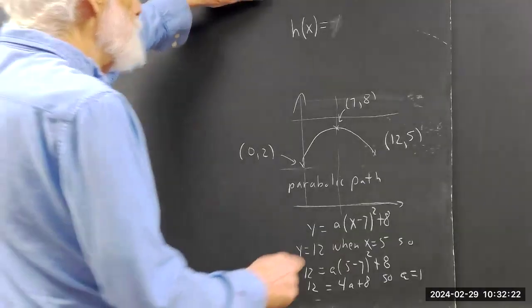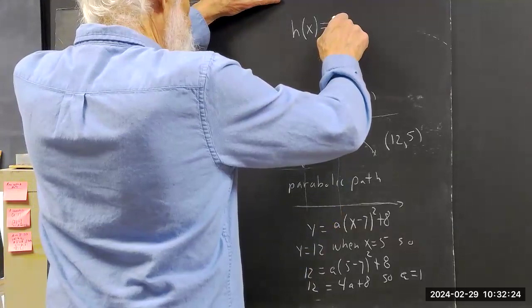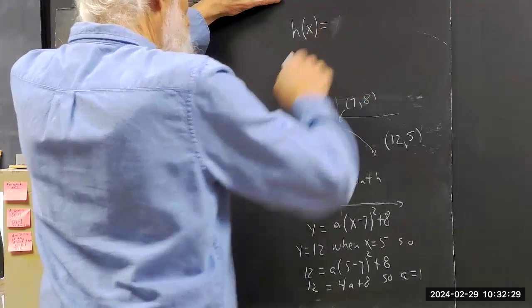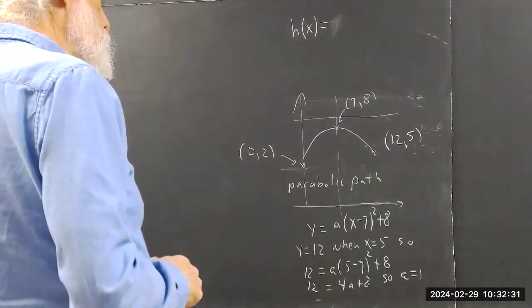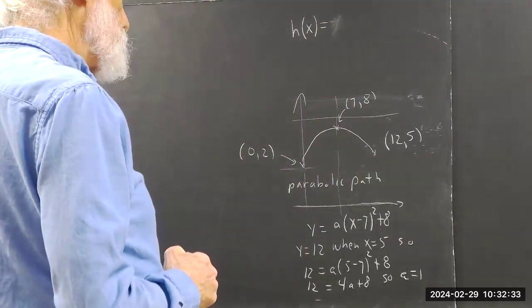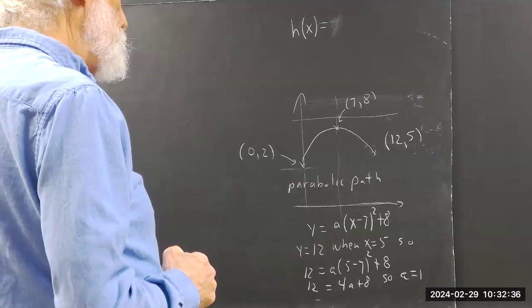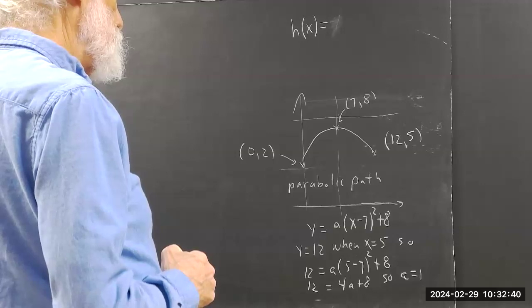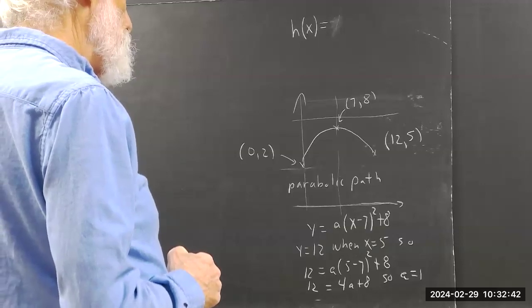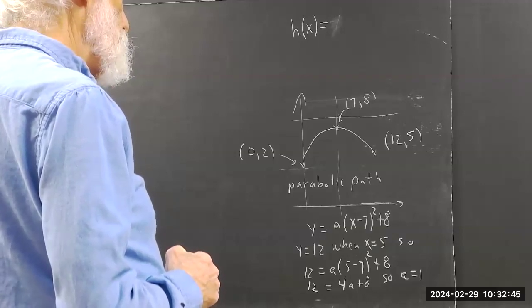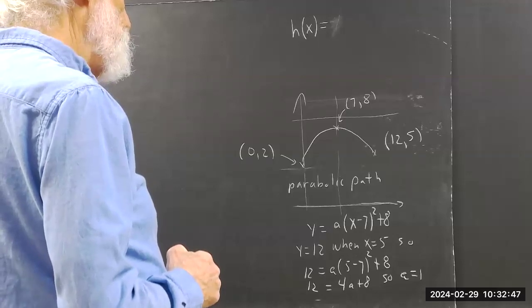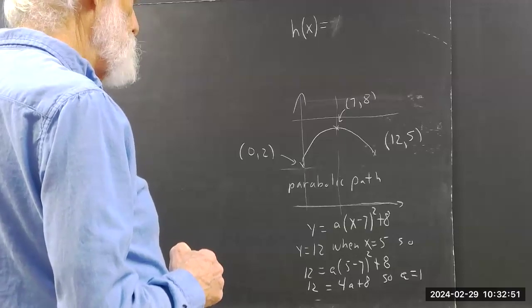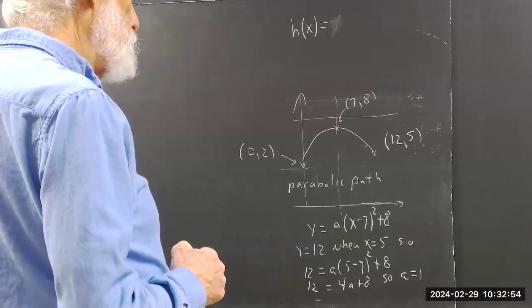So h of x turns out then to be... wrong. A has to be negative. So we've got a problem with that. Must be a problem with my physics.